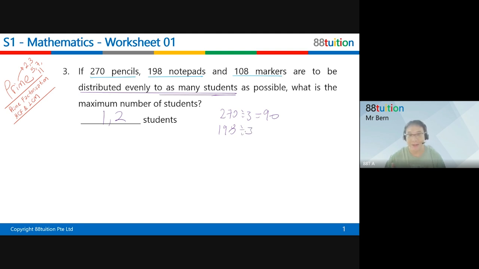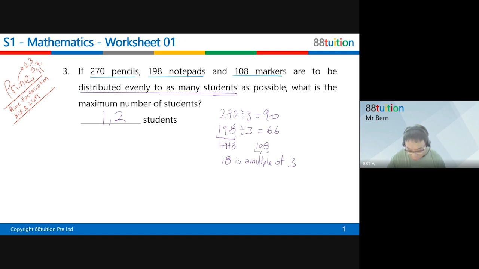Hey, children, last week I told you this. Look at these 3 numbers. You add them up. 1 plus 9 plus 8 is 18. 18 is a multiple of 3. Means this one can divide by 3. 198 can divide by 3. Don't believe, press your calculator. 198 divided by 3 is 66. You see? Can.